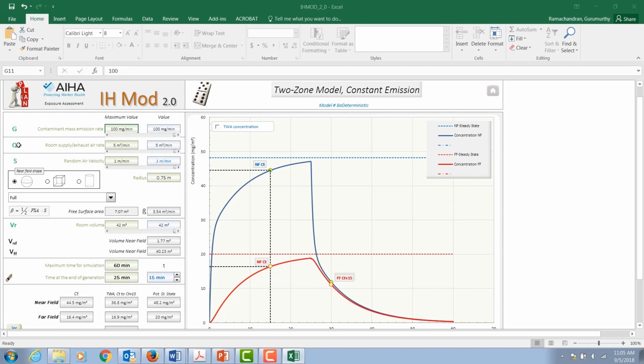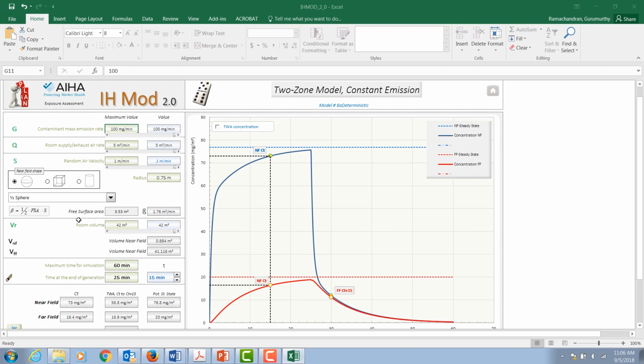The generation rate G, Q is the ventilation rate, S is the random air velocity, and we are selecting a hemispherical near field shape, and the room volume is given to be 42 cubic meters. The near field volume is 1.77, and the far field is 4.23.